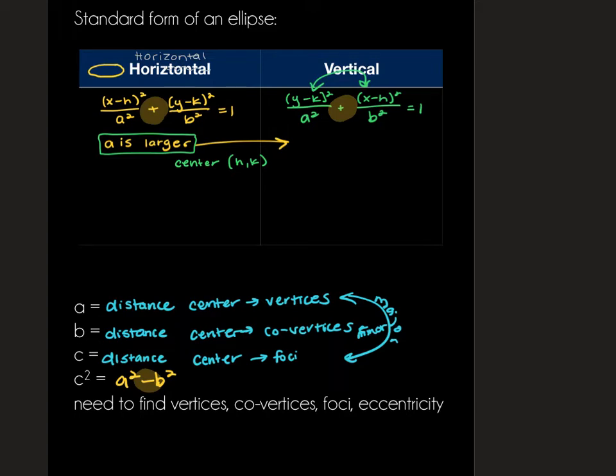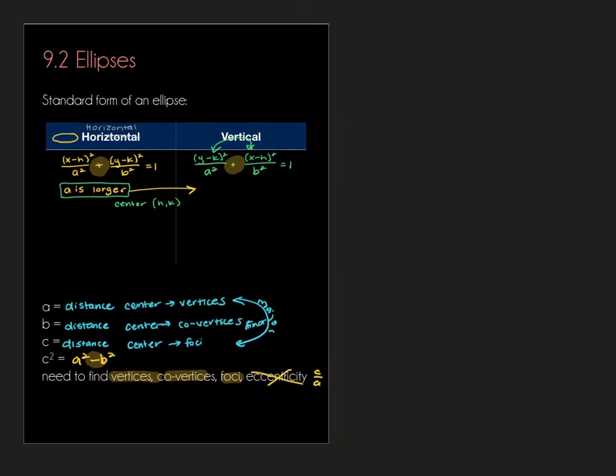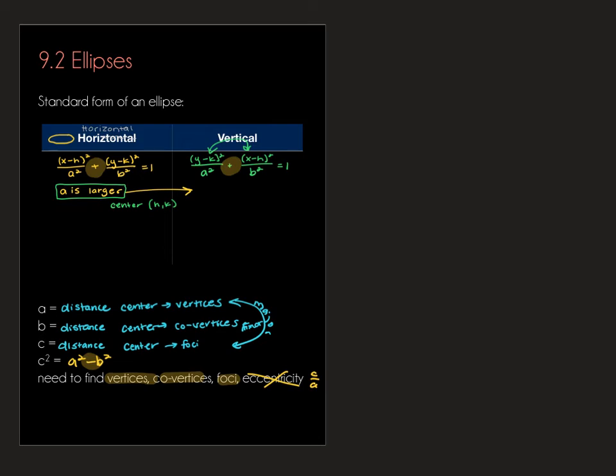You will need to be able to find the vertices, the co-vertices, the foci, and then actually you don't have to worry about the eccentricity, although it is just c over a. You don't need to find that on the test. So you'll see these in two different ways. One is you'll be given the equation, something like x minus 2 squared over 4 plus y plus 3 squared over, let's say, 16 equals 1.